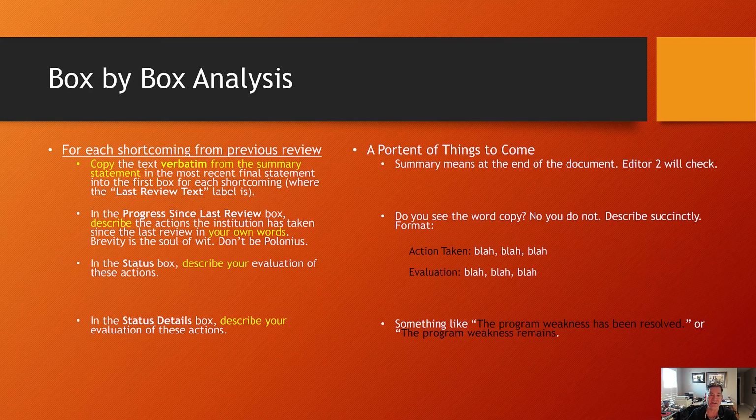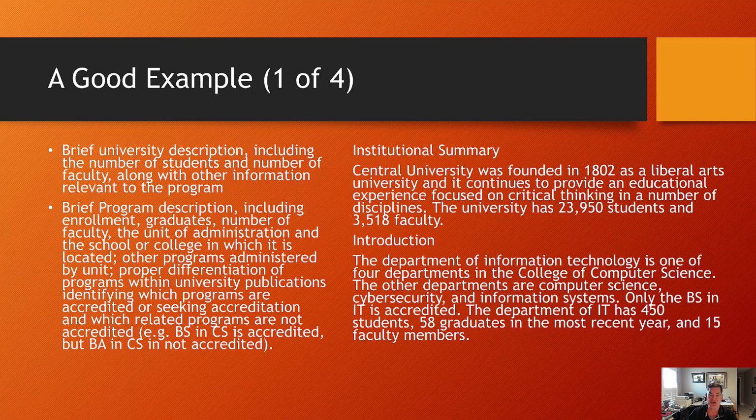And you can see that copying in is that top part in the progress since the last review. A lot of times editor 2s like you to put in this action taken and the evaluation. Action taken being what did the institution do, the evaluation being your evaluation of that action taken. Did they resolve it? Did they not resolve it? What do you think? And then in the status details box, you're going to put something like, it's been resolved, or it remains as you go along.